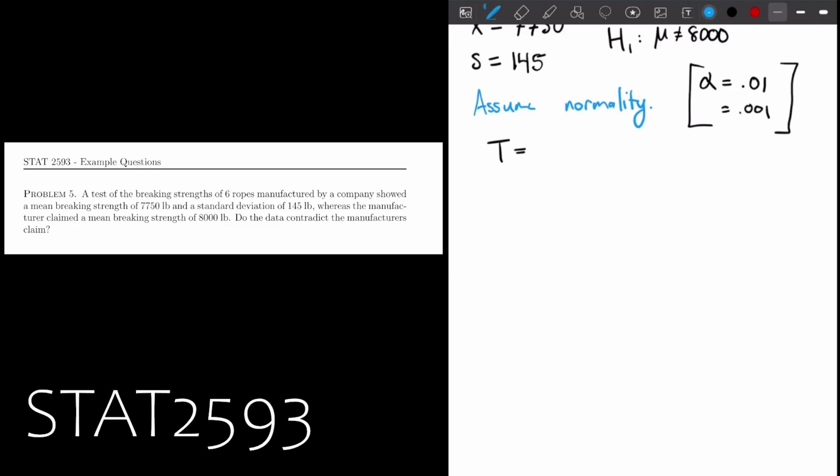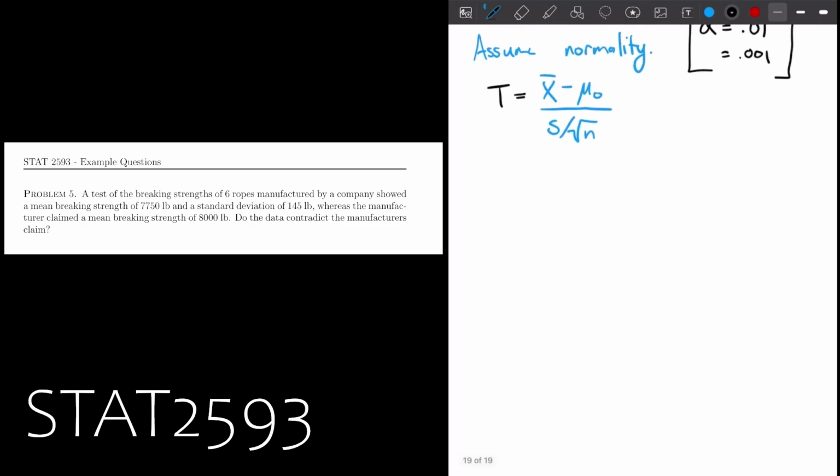And once we've done that, we're going to be thinking about actually working out our observed statistic here. So what we'll do is we'll take x bar minus mu naught, over s divided by the square root of n, because we don't know the population variance. And so if we actually plug in our values here, we observed a mean of 7,750. The rated claim is 8,000.